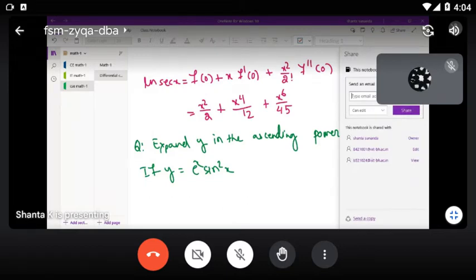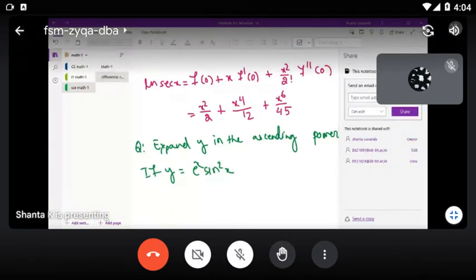x plus x square plus x cube by 3 plus x raised to 5 by 20. You're telling me the answer again? X plus x square plus x cube by 3 plus x raised to 5 by 20. X term is not there. It won't be there, you see. Because sine square, the sine term starts with x. X term is 0, ma'am. X term is not there when it starts with x square. Yes, ma'am, x square is there.